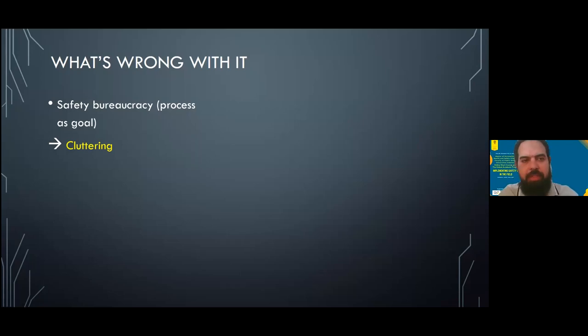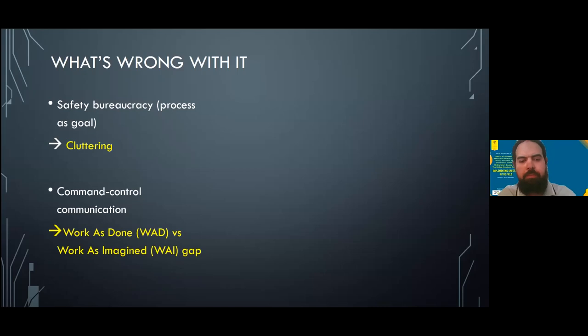The other thing that the current model is responsible for is creating a gap between work as done and work as imagined. I'm not sure if you've heard this statement before.